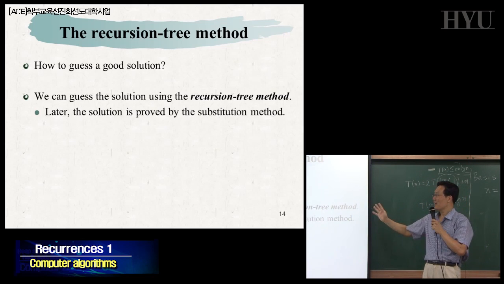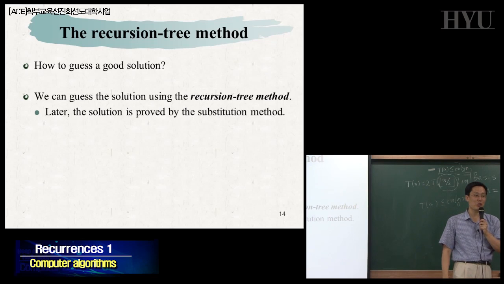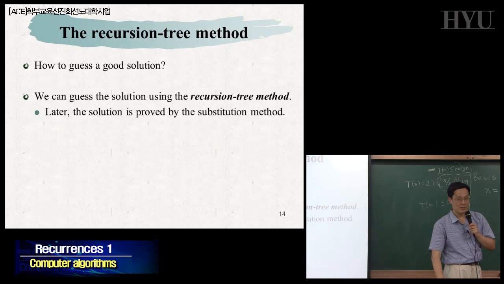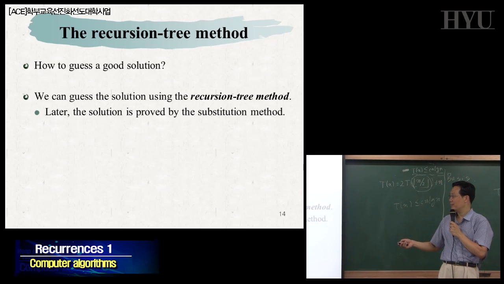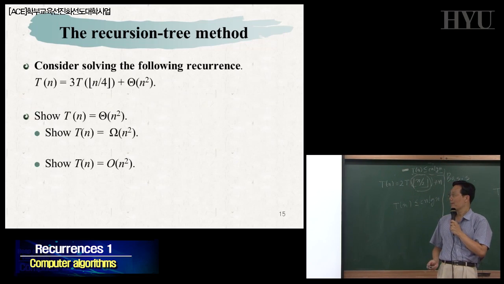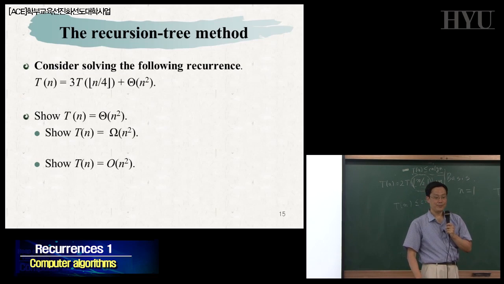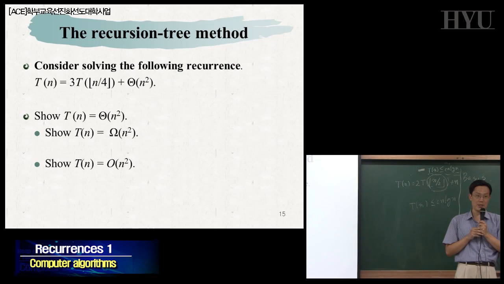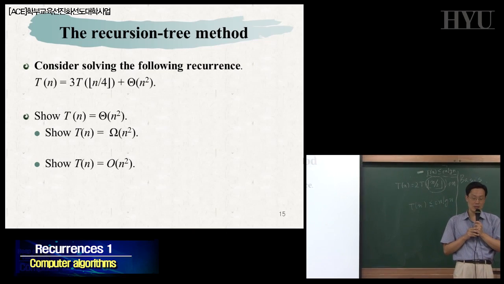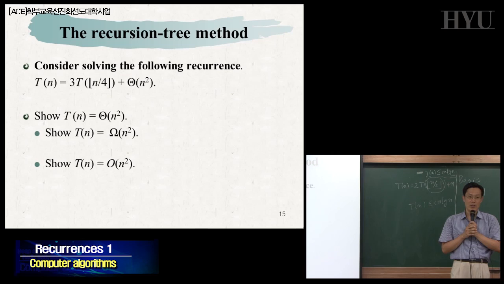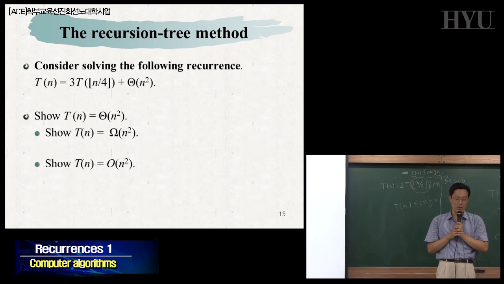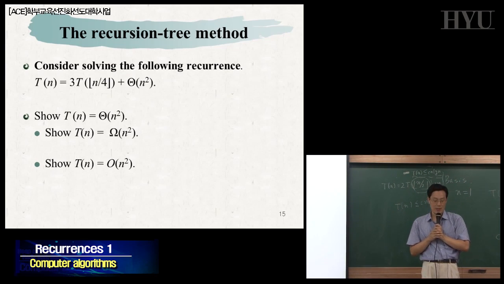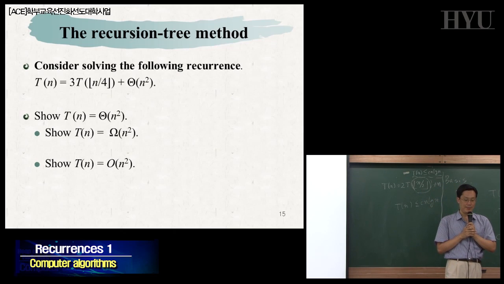We can do it using the recursion tree method. Then let me show you how. Look at this recurrence. The recurrence is T of n is 3 times T of the floor of n over 4 plus theta n squared.